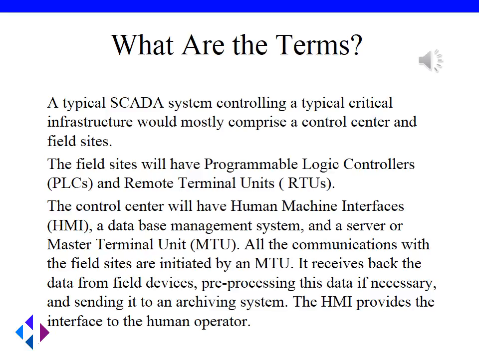Inside the control center, they'll have human interfaces, HMIs, a database management system, and a database which records everything from logs of what's occurred to what commands were sent out to the PLCs and RTUs. And it also receives back data from the field devices that may be sending information such as the red light's on, the green light's off, or temperatures, fluid flow, wind speed. All these things are available from a PLC to an RTU to be sent back to a communication line.